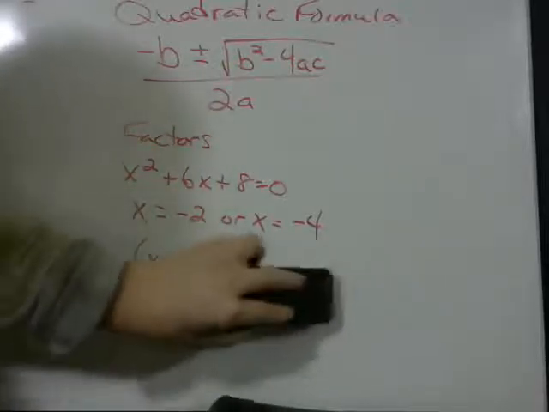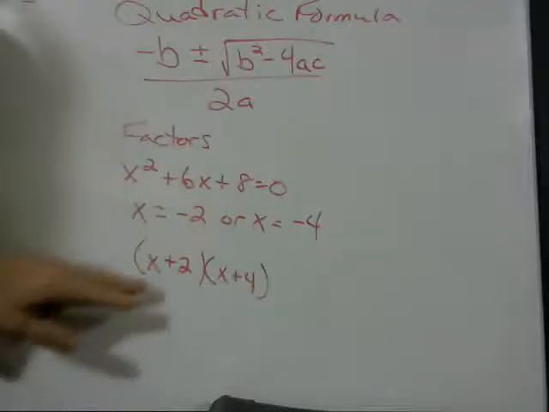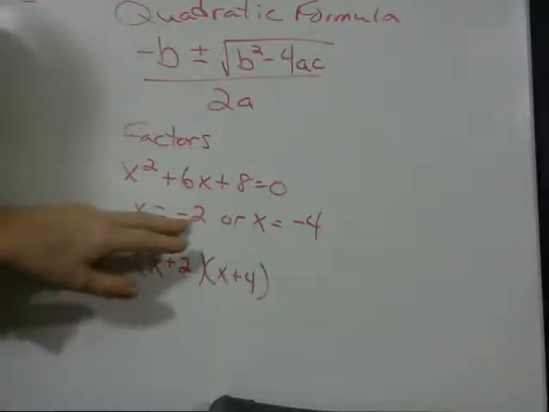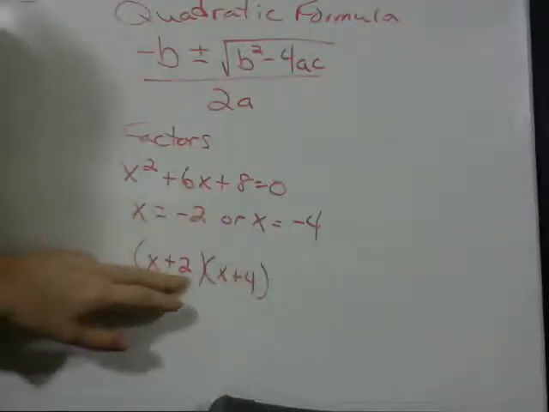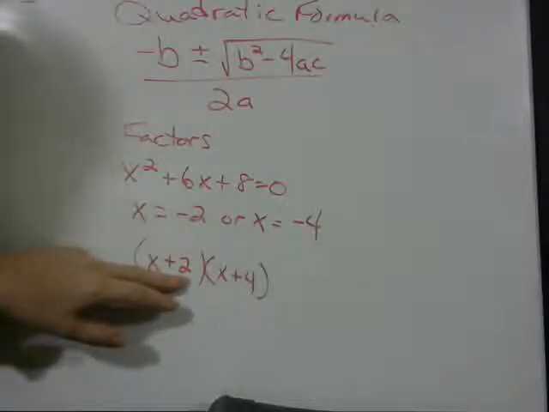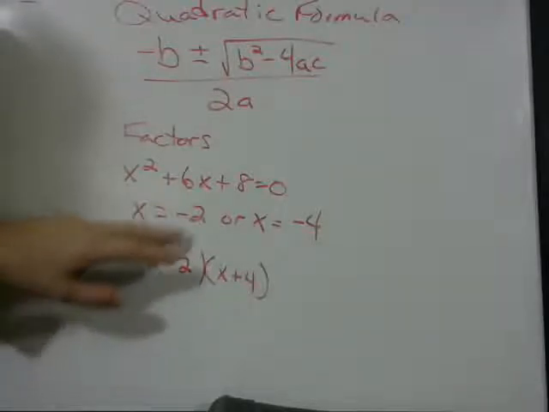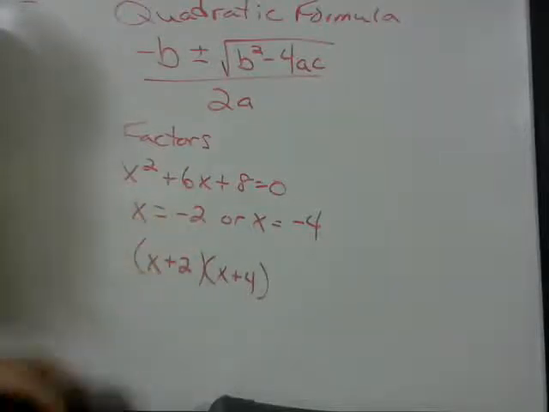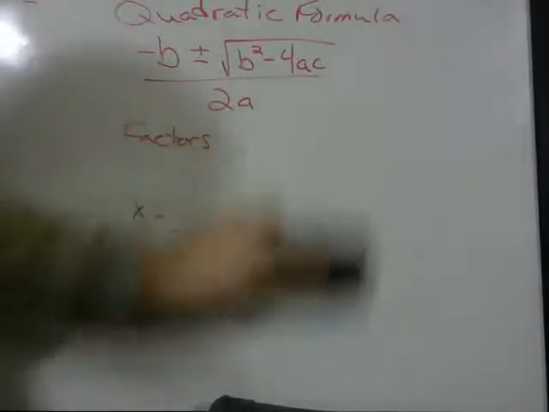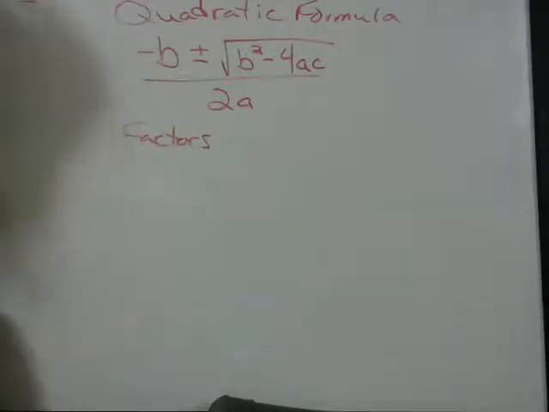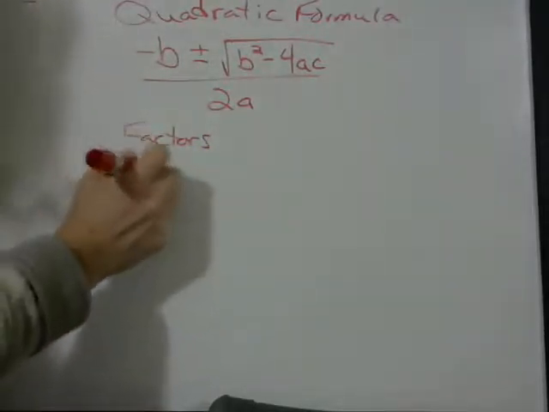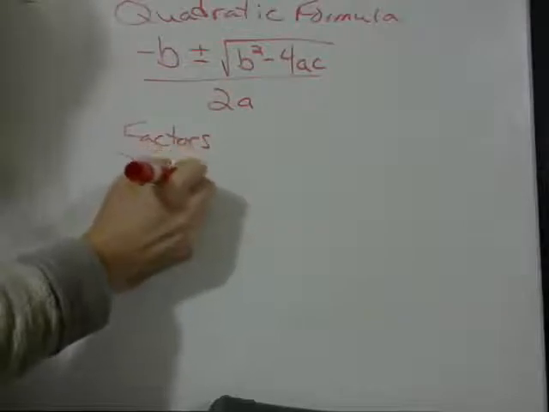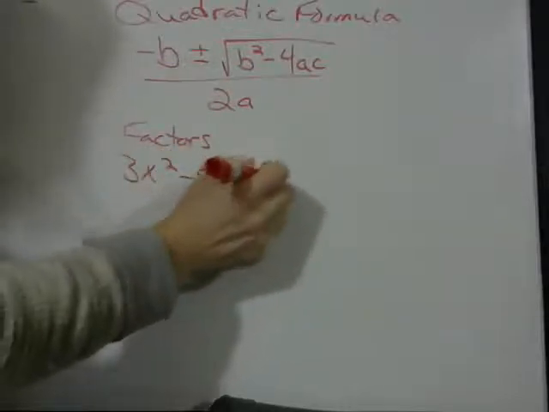But the factors are these two things. So all you do, if it's negative, you write a positive here. If it's positive, you're going to write a negative. The way you can check is plug it in. Negative 2 plus 2 equals 0. Okay, then that's right. So remember our second example we did, which was 3x squared minus 5x minus 2 equals 0.